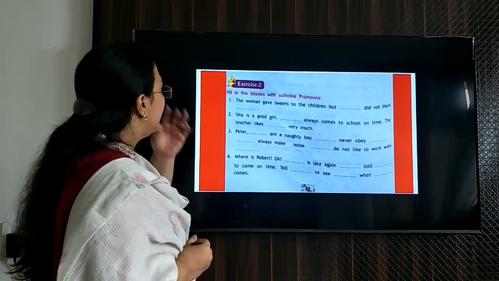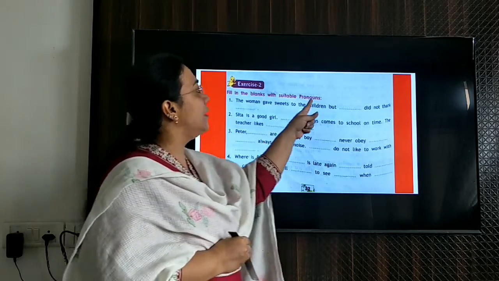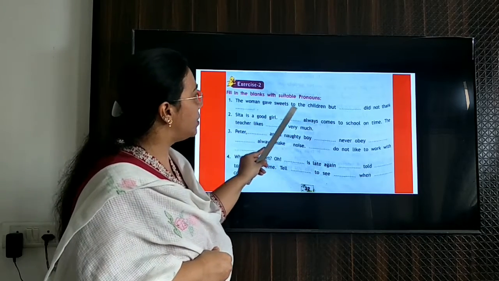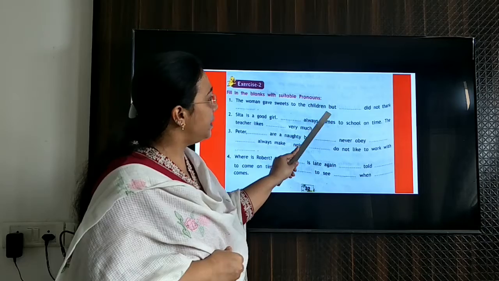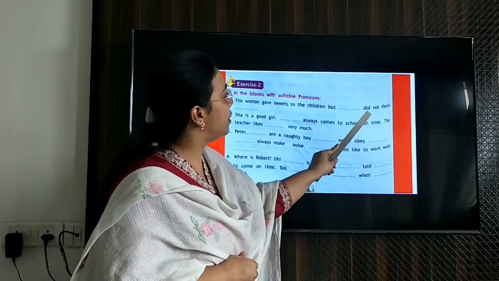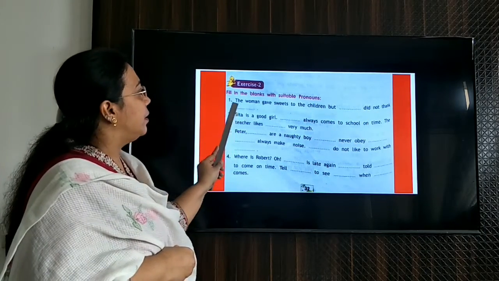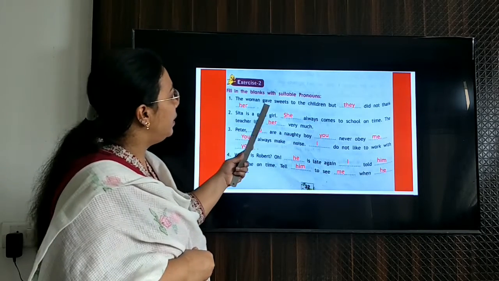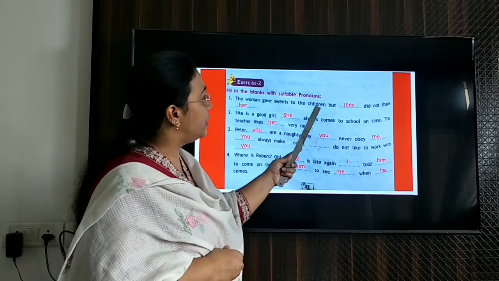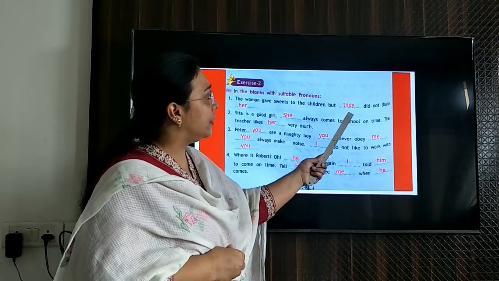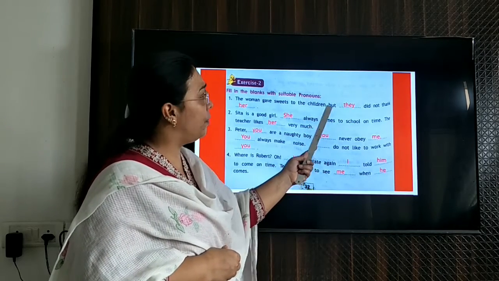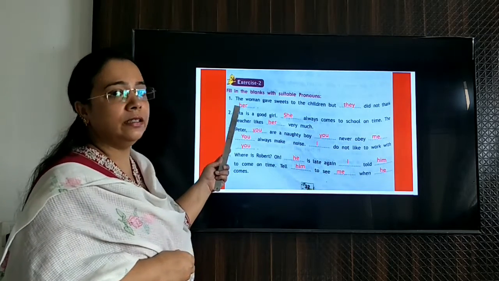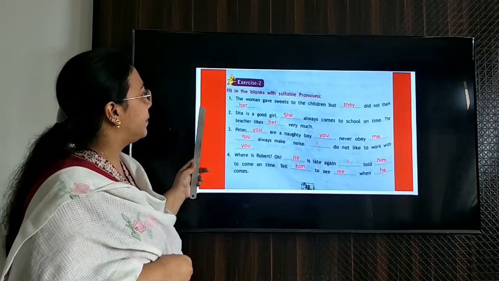Exercise 2 also we'll do today. Fill in the blanks with suitable pronouns. The woman gave sweets to the children. But dash did not thank dash. Woman is the main subject. So, the woman gave sweets to the children, but to whom did she give? Children. So, but they did not thank her. Clear?